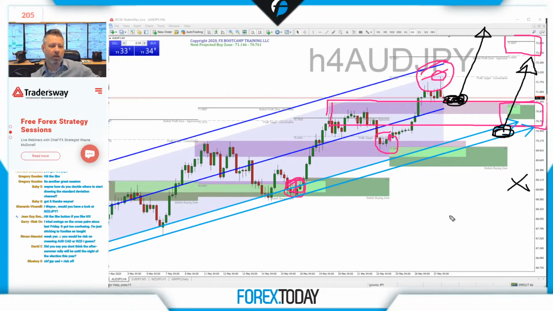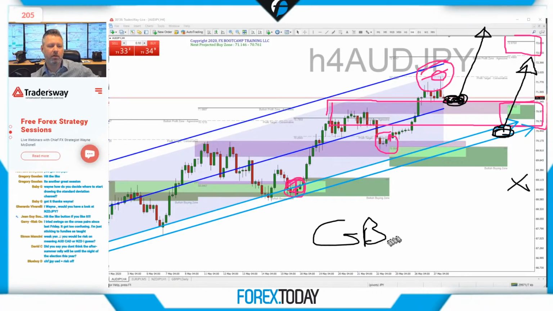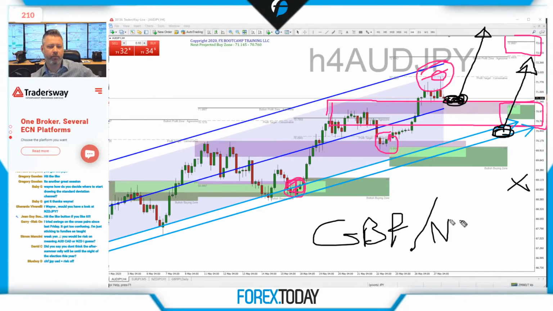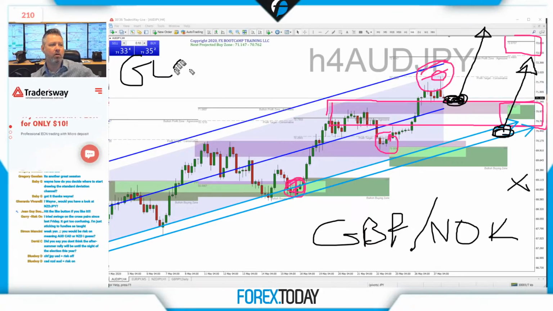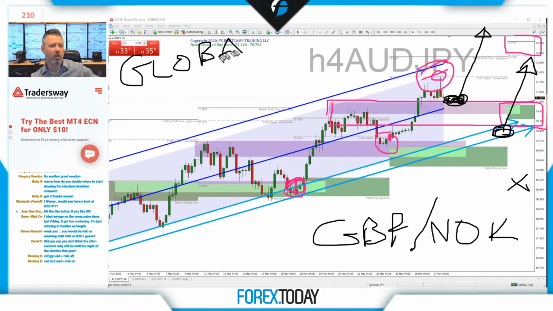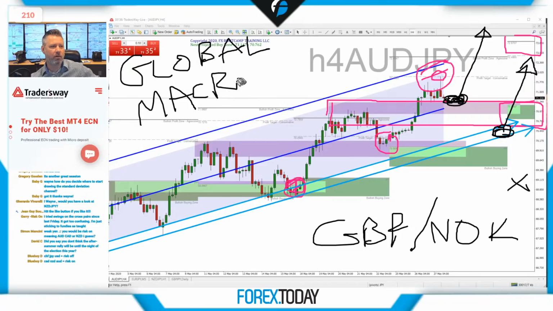Well, that's the thing. Cross pairs are relative strength, not global macro per se. If you're trading pound Noki, you are now trading one country's economics versus another country's economics. That's not what I'm doing with Aussie yen. With Aussie yen, I'm trading global macro, the entire global economic situation. I don't really care about Great Britain in that trade. I don't really care about Norway in that trade. It's all incorporated into it.